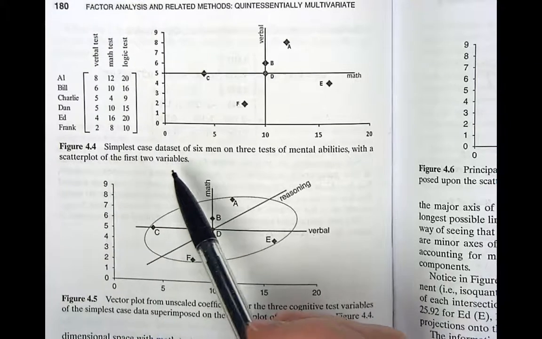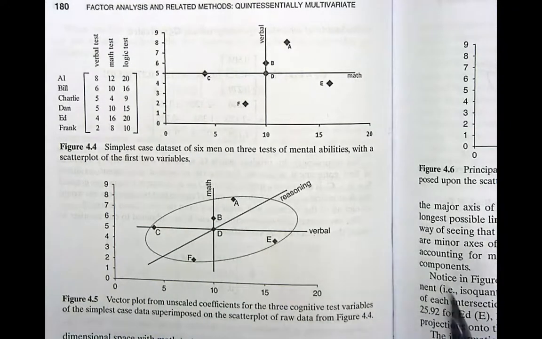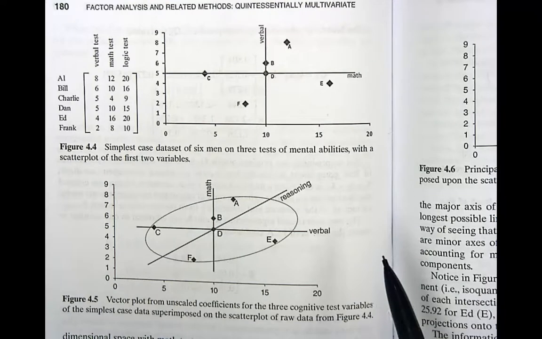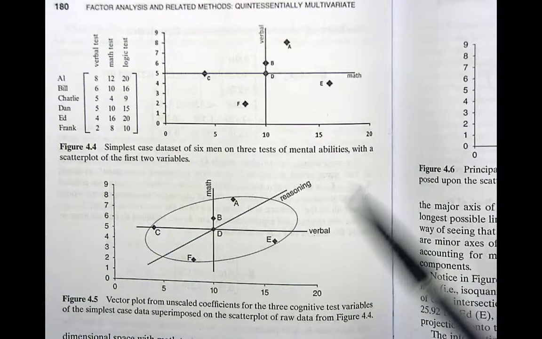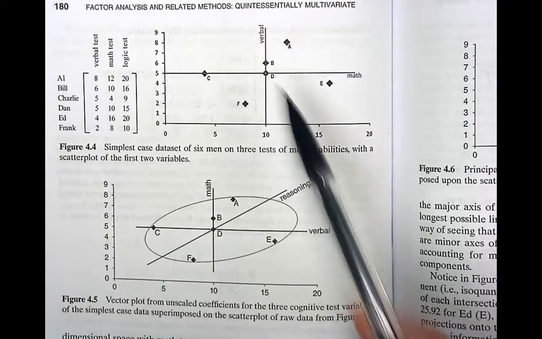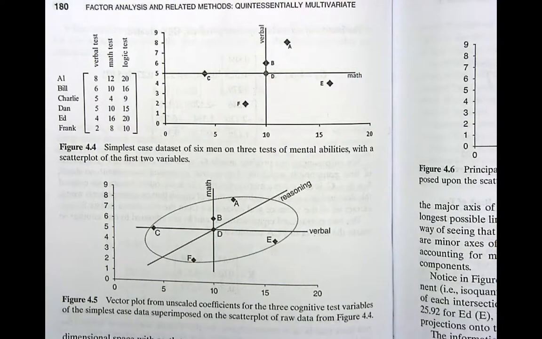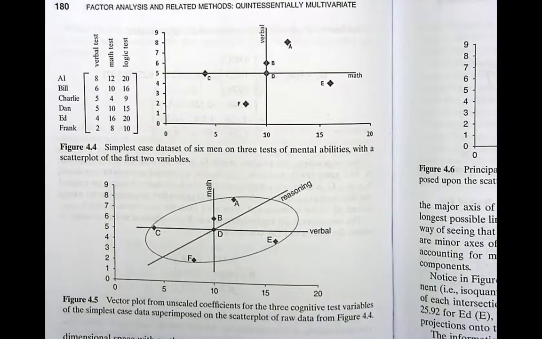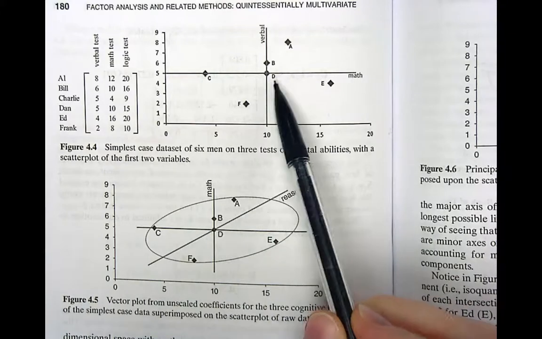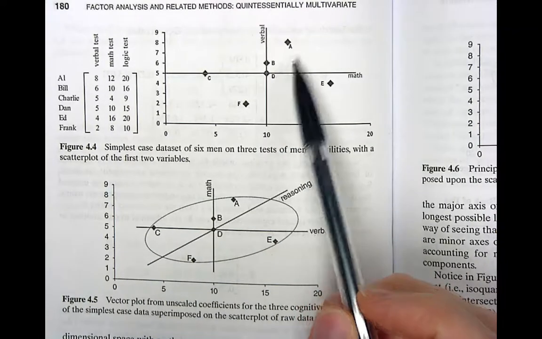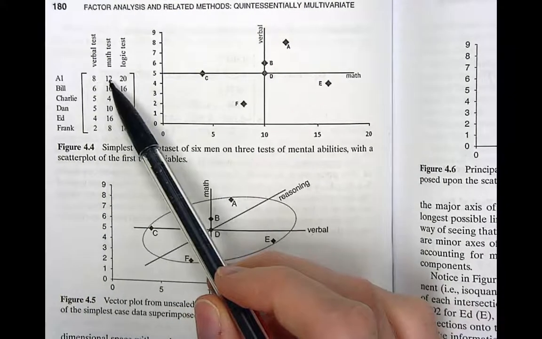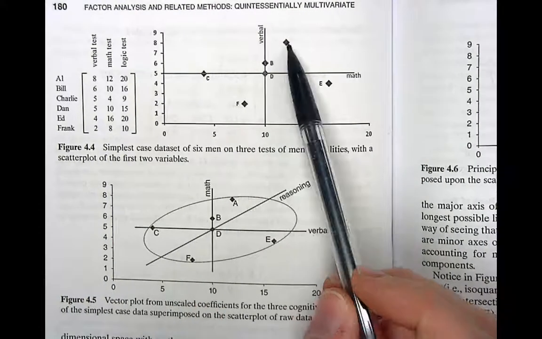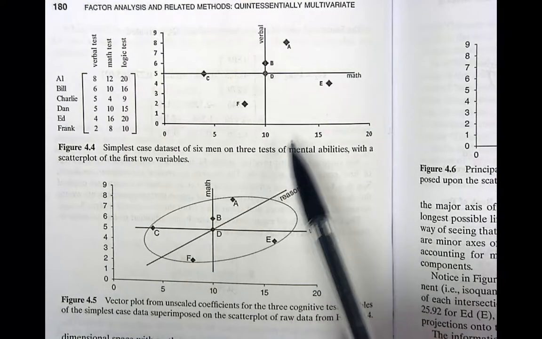To the right of the matrix, we have plotted the point for each subject in the 2-dimensional space with math test score on the horizontal axis and verbal test score on the vertical axis. Now, the convention is having the first variable on the horizontal and the second on the vertical, but for aesthetic reasons, we have violated that usual convention. And just to show you better here, we get A for Al. He scores 8 on the verbal test and 12 on the math test. So we'll go 8 up and 12 over here, and so on.